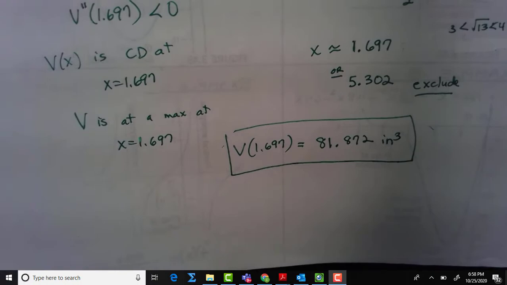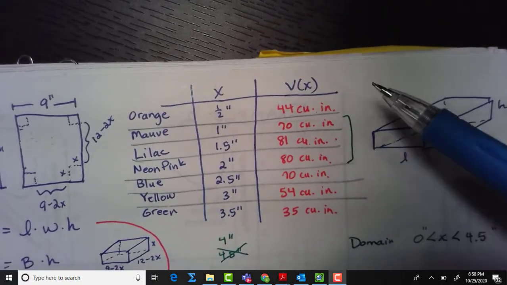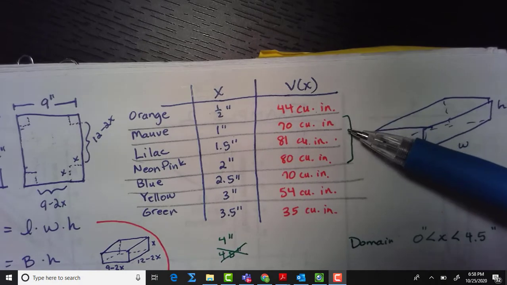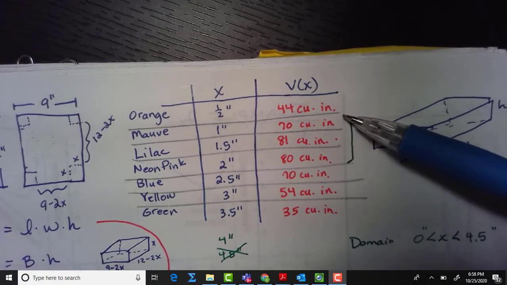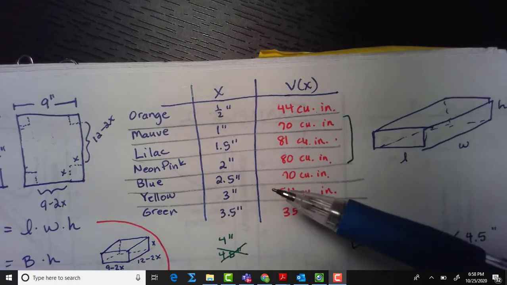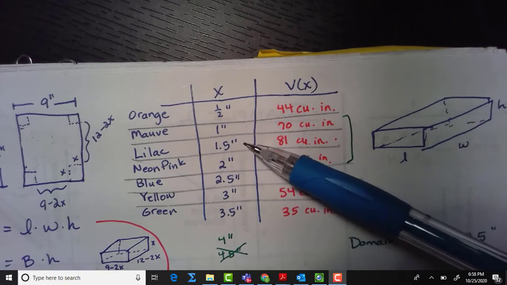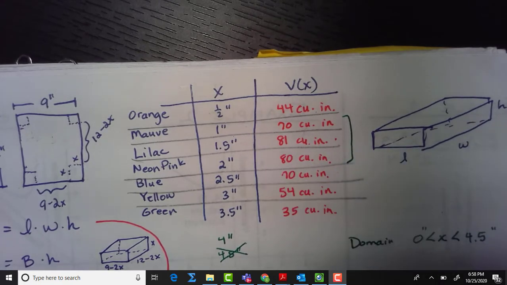Now, were we in class, we would have experimented and everybody would have made their boxes, and we would have found that somewhere between 1 and 2 inches is going to be where our maximum volume occurs. And you can see that 1.697 is here between 1.5 and 2, so somewhere in here is our greatest volume. That is what this section is all about.